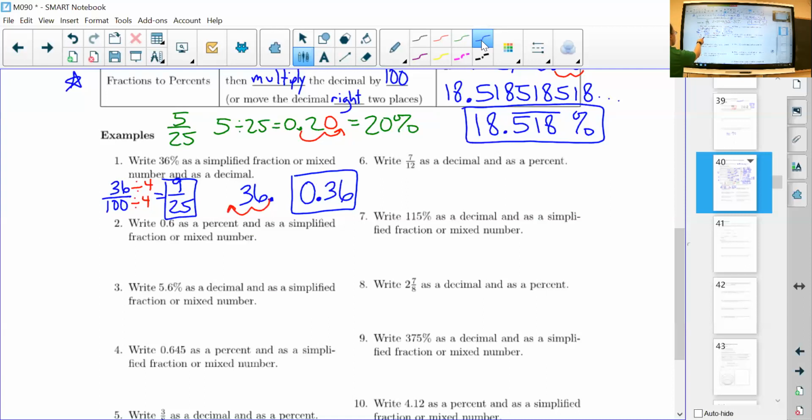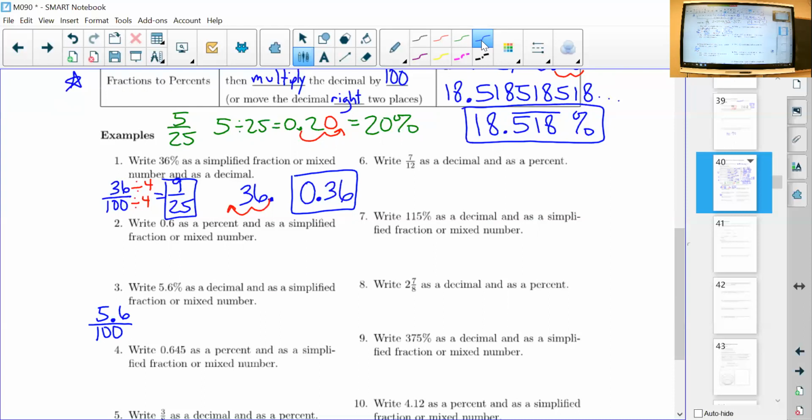So number 2, we're taking a decimal, writing it as a percent, and a fraction. Number 3, we're taking another percent. This one's a little tricky because it's a smaller percent. It's 5.6%. But that's okay. It's very similar to this. Just think about 5.6%. I'll get you started on it. That's 5.6 per 100.